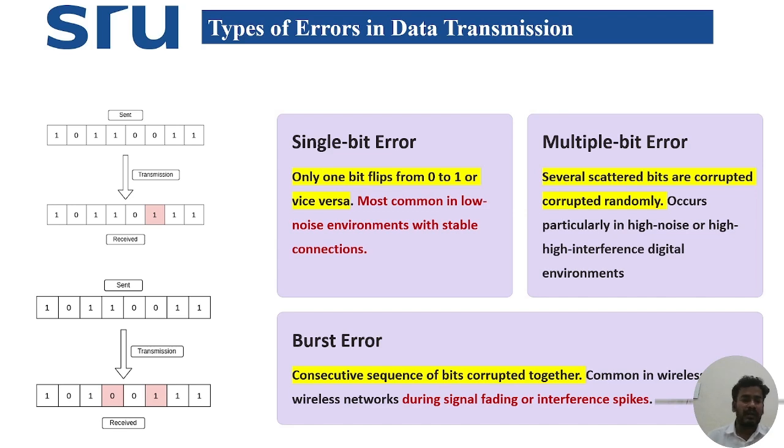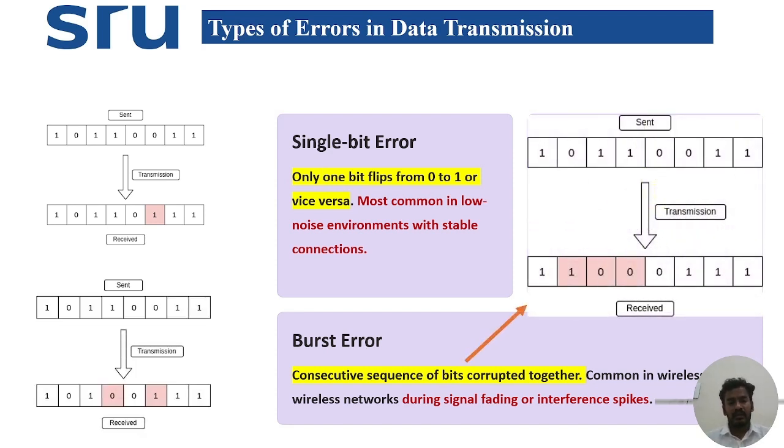So where does it occur? It occurs particularly in high noise or high interference digital environments. Wherever there is a high noise or high interference digital environment, multi-bit errors can occur in data transmission. Coming to the third one, burst type error or burst error.